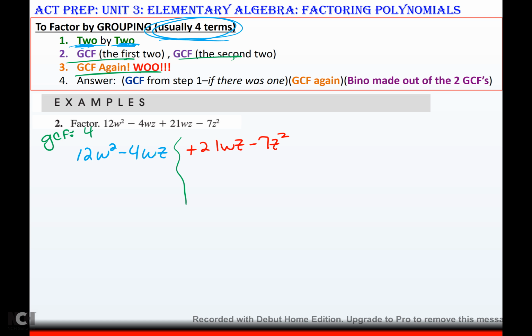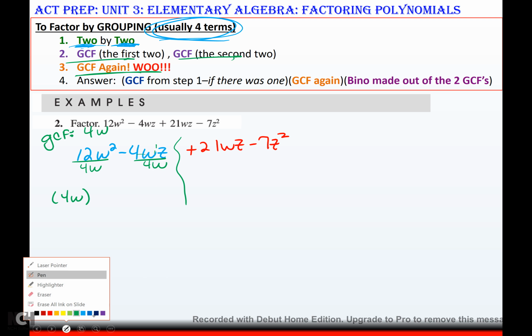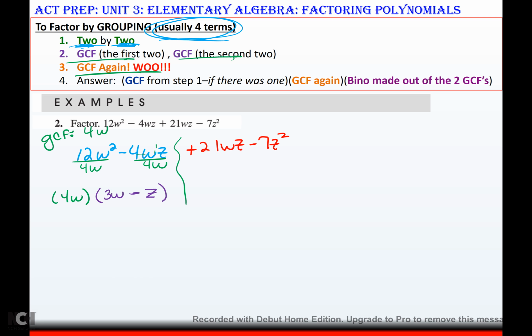And what letters do they have in common? 2 copies of w or 1. Remember, we always take the smallest. And he has a z and he doesn't, so it's not a common factor. So my GCF is 4w. To get what's left, I divide both terms by 4w. And that will leave 12w squared divided by 4w is 3w. Negative 4wz divided by 4w is just going to leave negative z, because the 4's and the w's cancel.